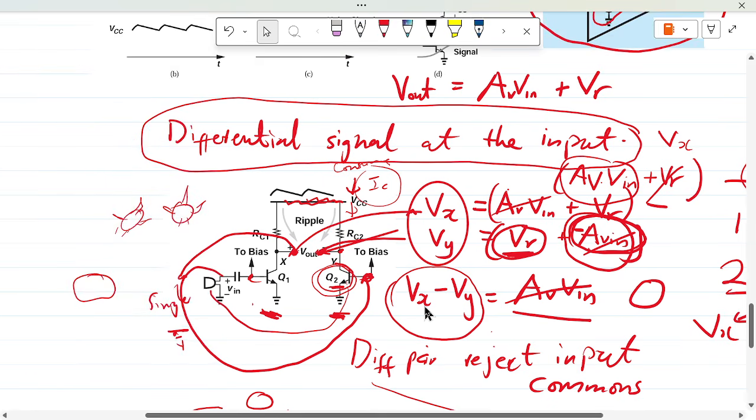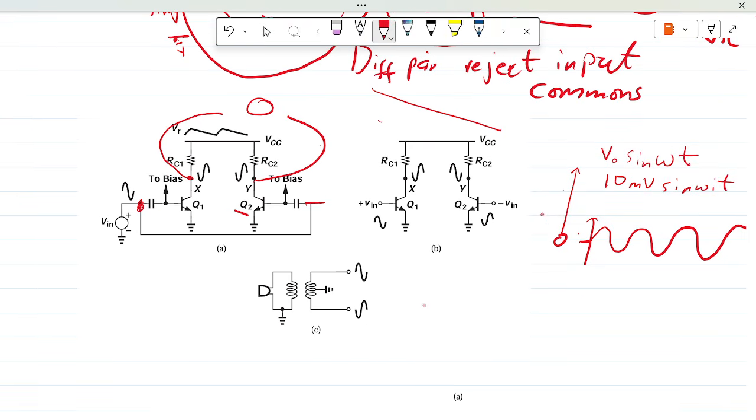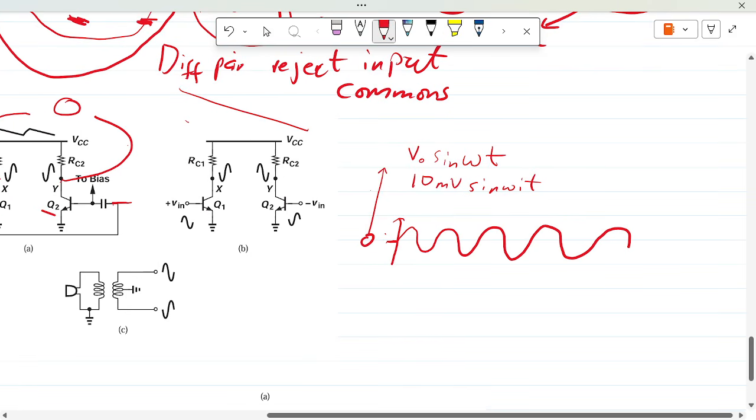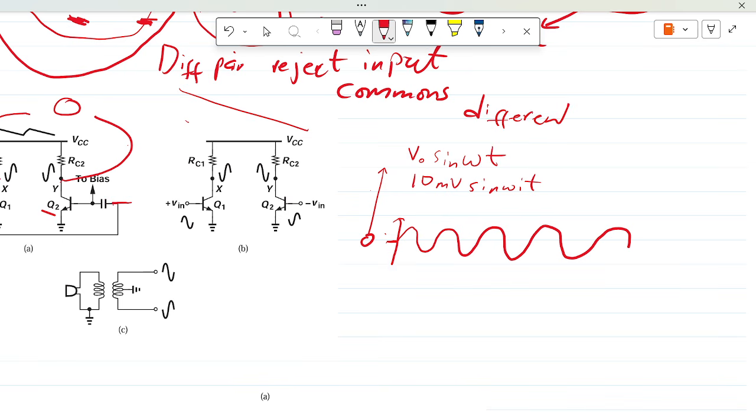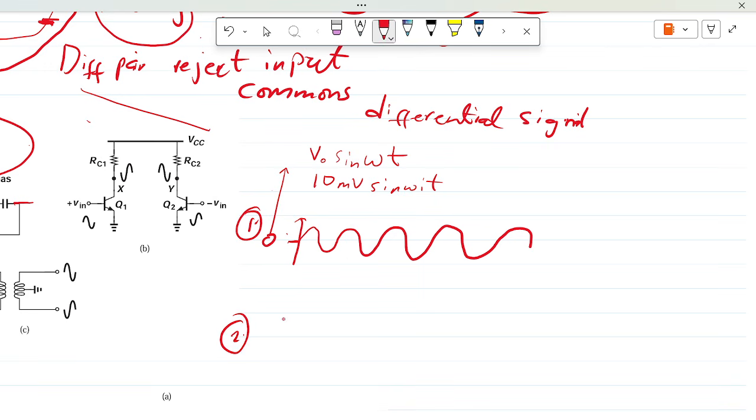Okay, so the key point is, how do we get that phase shift, and what actually qualifies to be a differential signal that can be fed into the differential input without being rejected? So first, one of the signals should be 180 degrees phase shifted from the other. So the other signal going to Q2 should look like this.